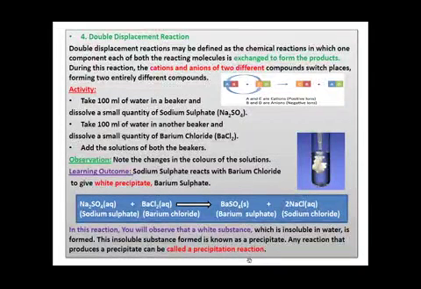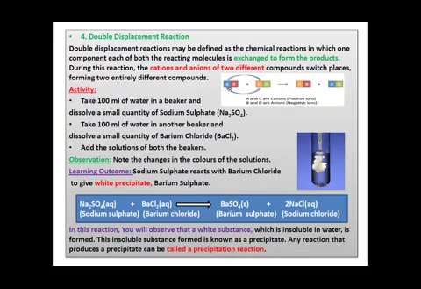Dear students, today we will discuss the fourth type of reaction, that is double displacement reaction. In a double displacement reaction, there is an exchange of ions between reactants. All of you know that there are two types of ions, cation and anion. As you can see in this figure, there is switching of cations and anions of two different compounds.